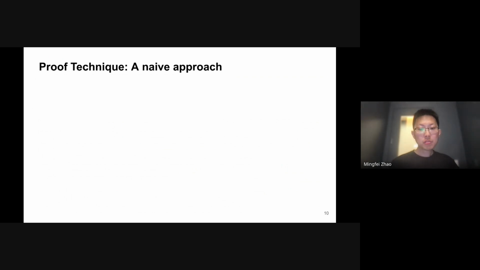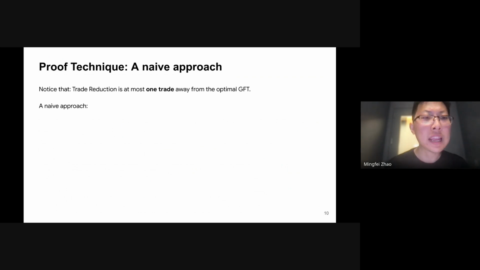Now let's come to the proof. Before coming to the proof, let me present a naive approach to illustrate the challenge of this result. We noticed that in trade reduction, as we discussed in a previous slide, the trade reduction will lose at most one trade, this last pair, from the optimal allocation.